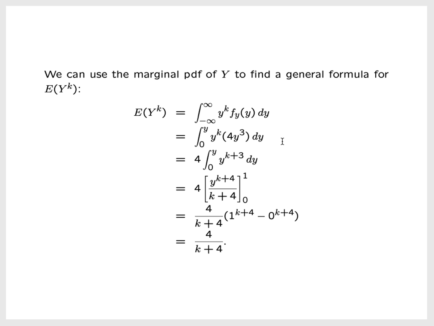And this simplifies to the integral with respect to y from 0 up to 1. Actually, I need to use a dummy variable here, so I should be using v. Just in your notes, change the y here, the variable of integration, to v. Okay? And then once we do that, we'll get 4 over k plus 4.